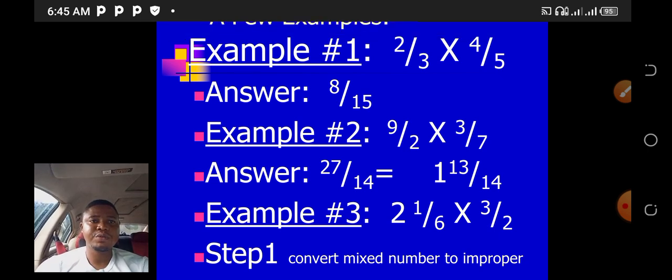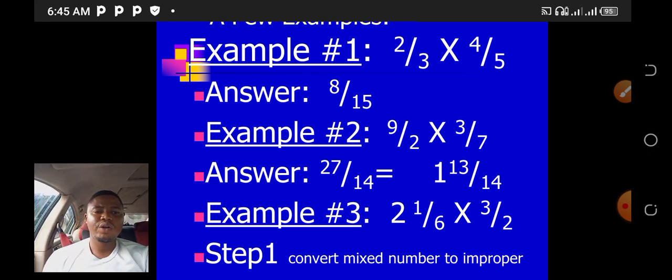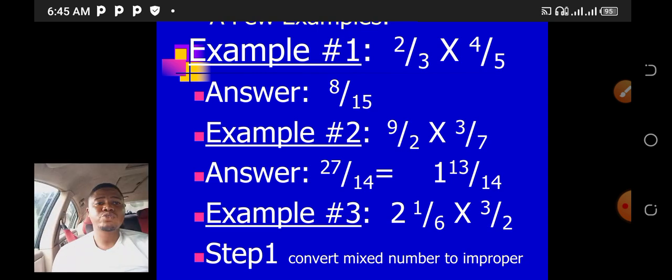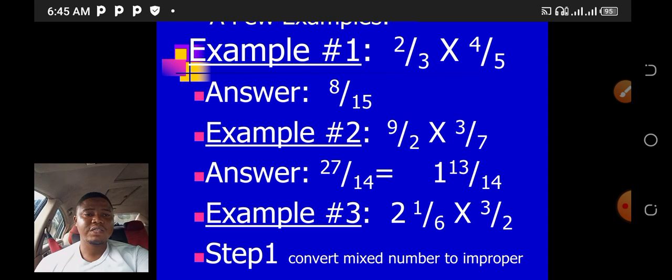Let's look at these examples. Example 1 says 2 over 3 times 4 over 5. I told you, first thing, multiply the numerators. Secondly, multiply the denominators. So here we have 2 times 4, which gives us 8. And our denominators are 3 and 5. So 3 times 5, 15. So that is 8 over 15, which is our final answer.